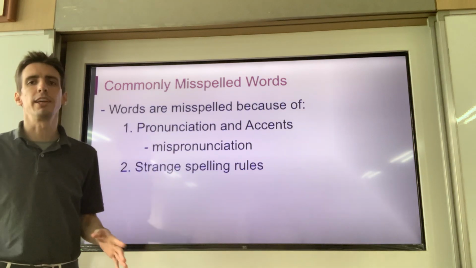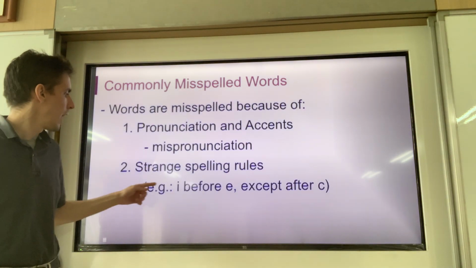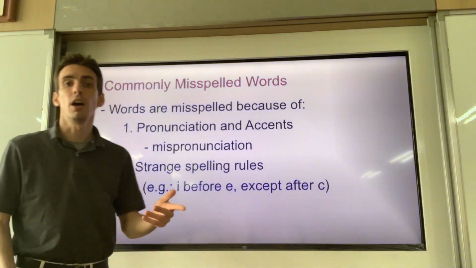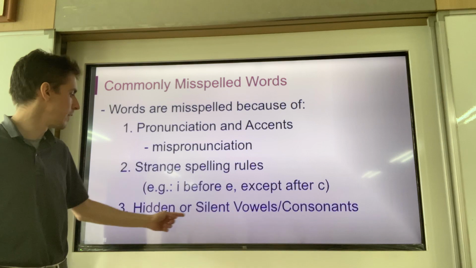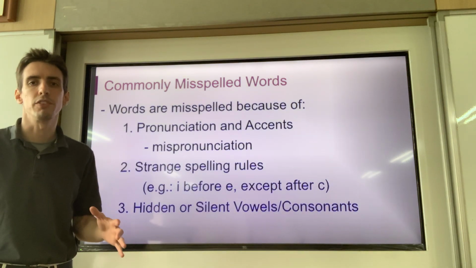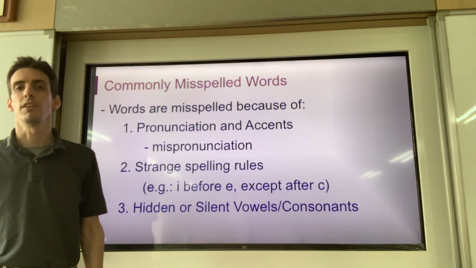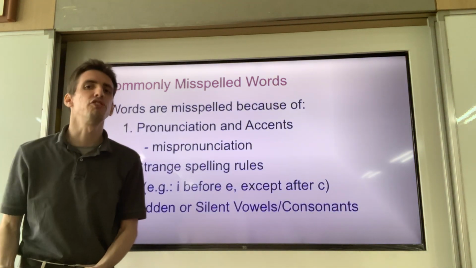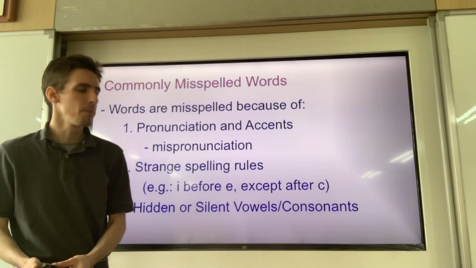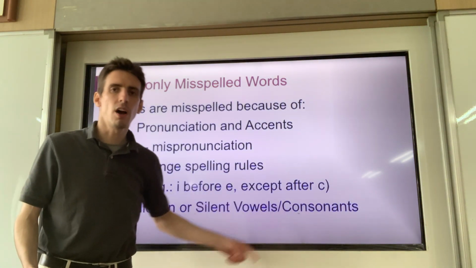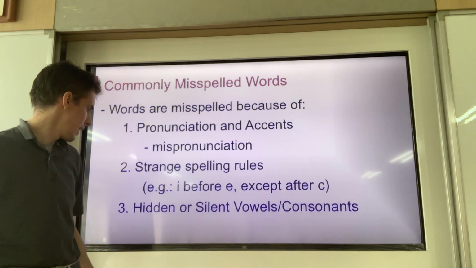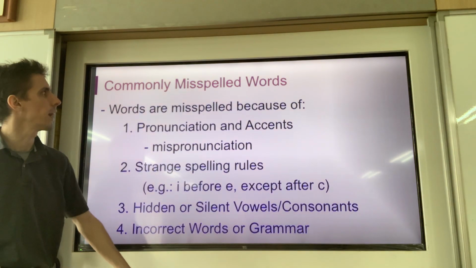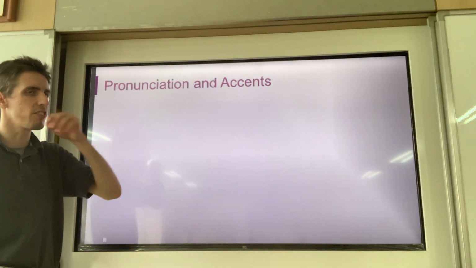Two, strange spelling rules. Here's one: I before E except after C. I'll show you that. Another one, hidden or silent vowels and consonants. Sometimes, like the word comb your hair, C-O-M-B. The B is a silent consonant. It can be hard. And lastly, incorrect words or grammar. Okay, let's take a look first at pronunciation and accents.